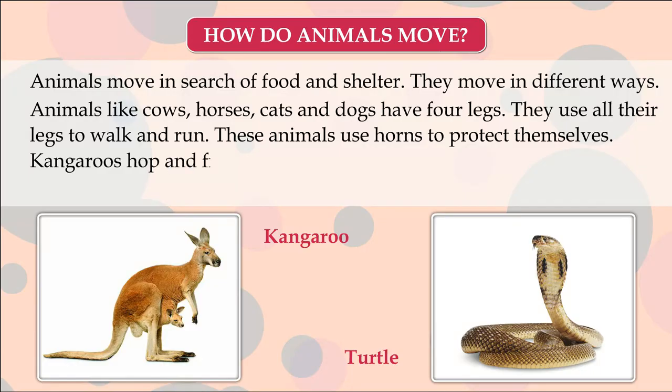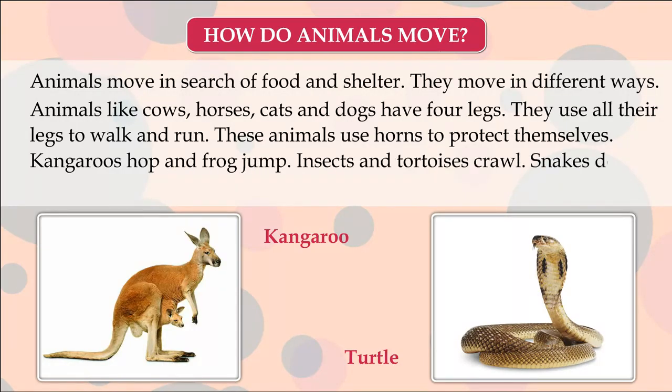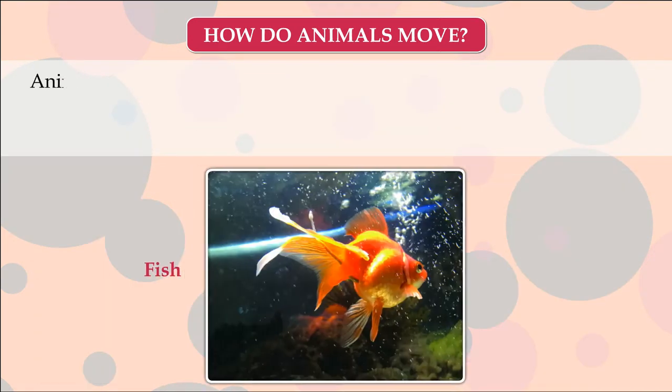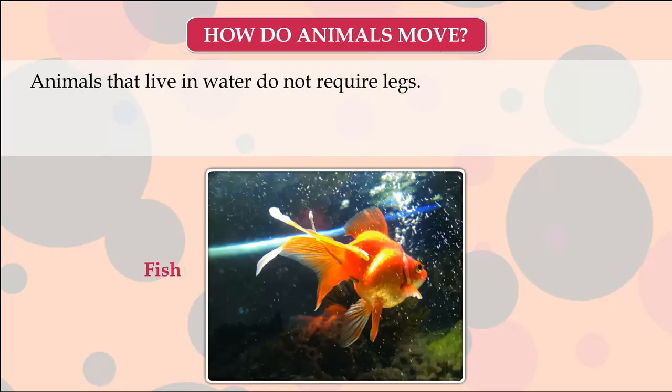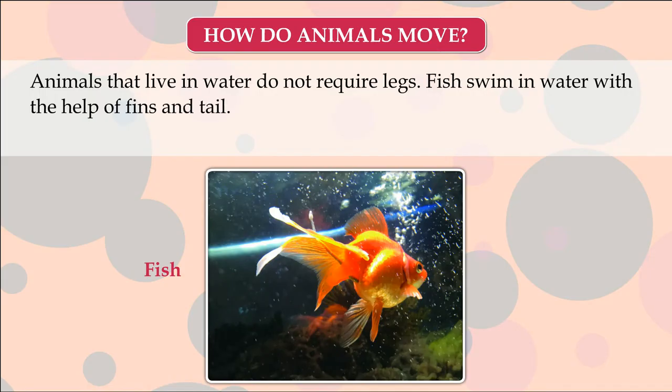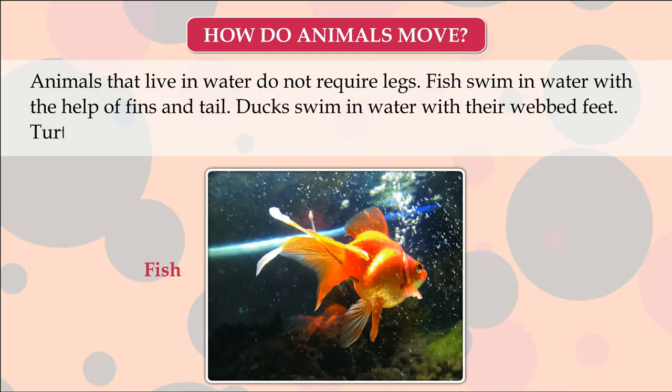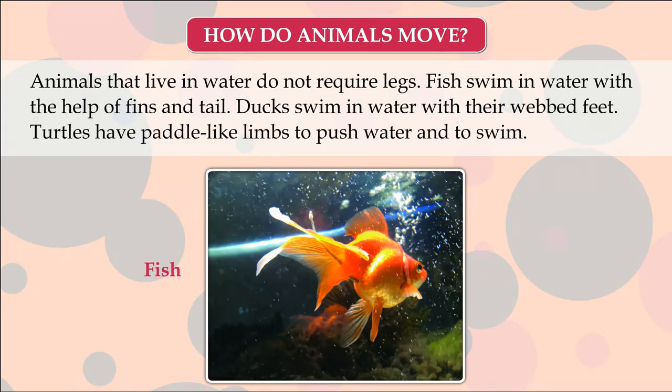Kangaroos hop and frogs jump. Insects and tortoises crawl. Snakes do not have feet. They crawl on the land. Animals that live in water do not require legs. Fish swim in water with the help of fins and tail. Ducks swim in water with their webbed feet. Turtles have paddle-like limbs to push water and to swim.